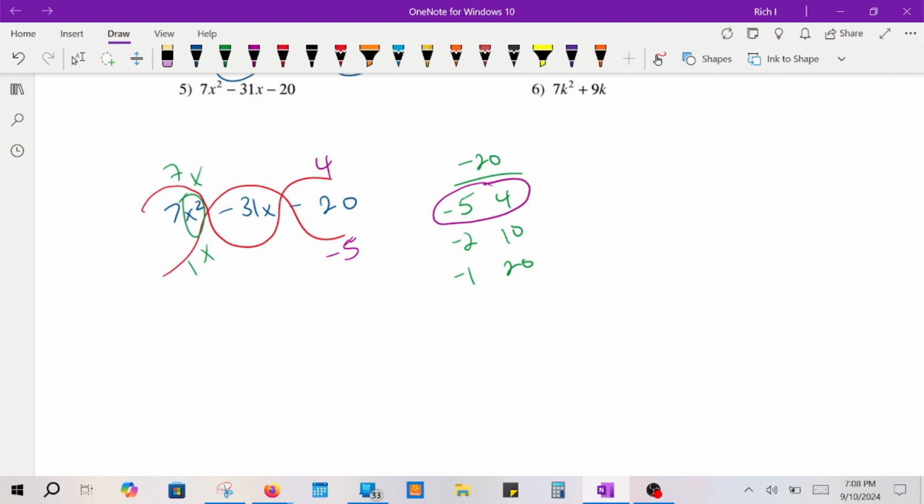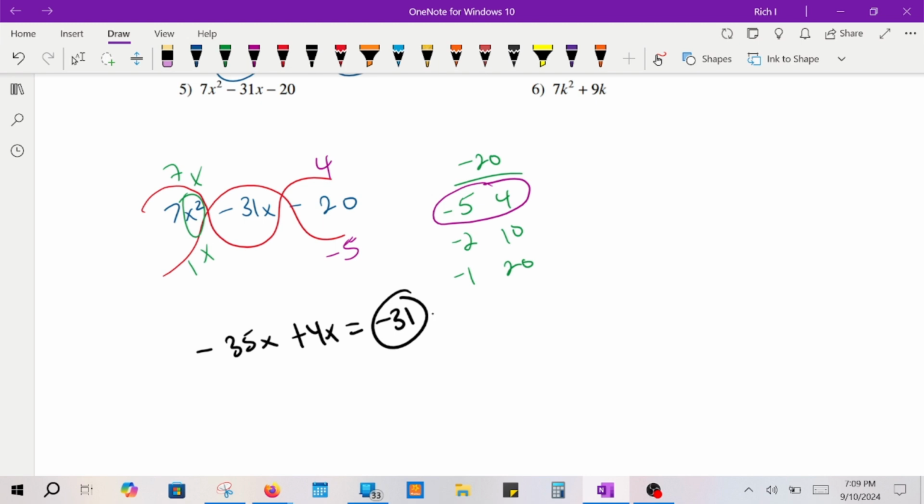We're going to do the same thing. We're going to cross multiply. So when we cross multiply here, we get 7x times negative 5, which is going to be a negative 35x. And then over here, we get 1x times 4, which is a positive 4x. Now, this is very lucky. I didn't plan for it to be this way, but when we add those together, negative 35 plus 4, we get our negative 31. So that means if this matches this, we found our answer.